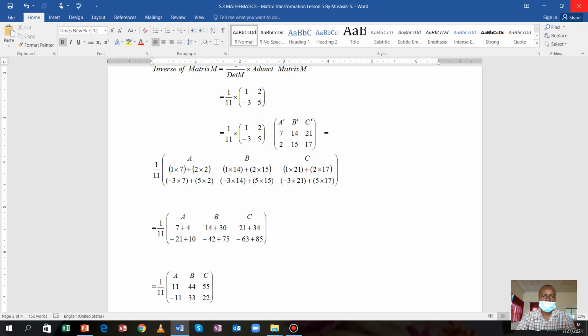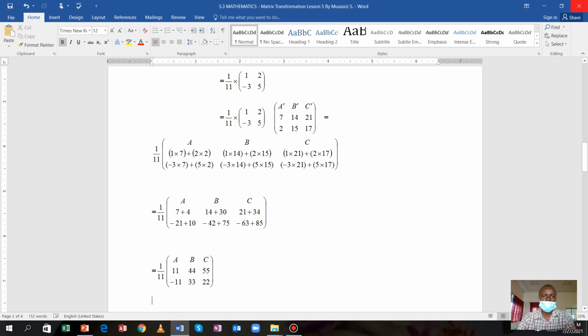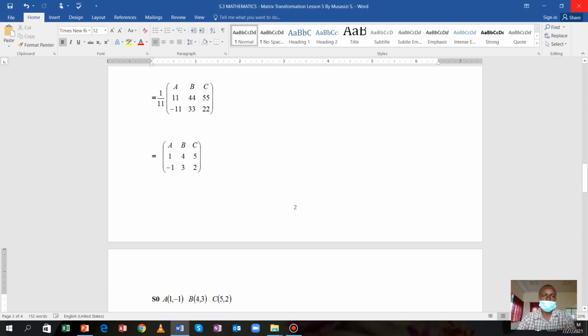So when you add 7 plus 4, it's 11. Negative 11, that's for A. B is 44, 33. For C it is 55, 22. So now it is from here that you bring in 1 over 11.